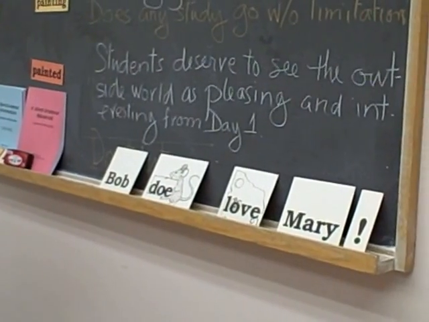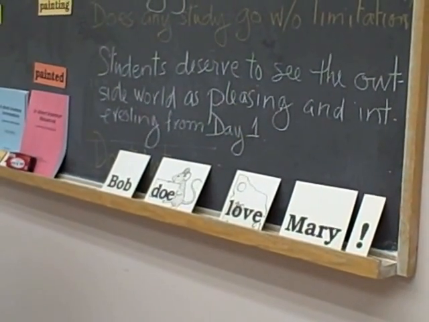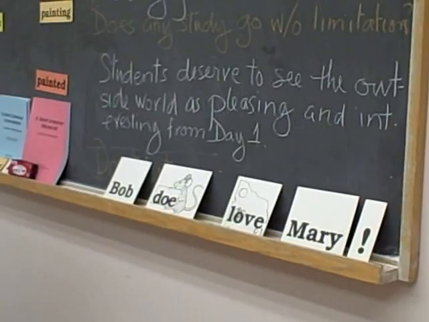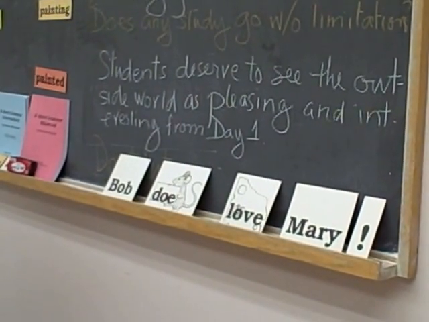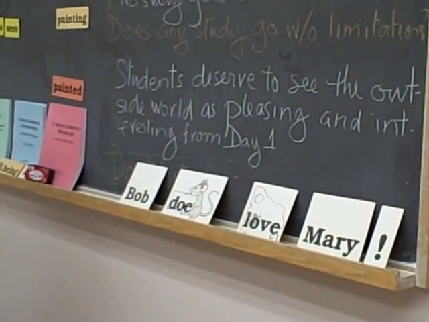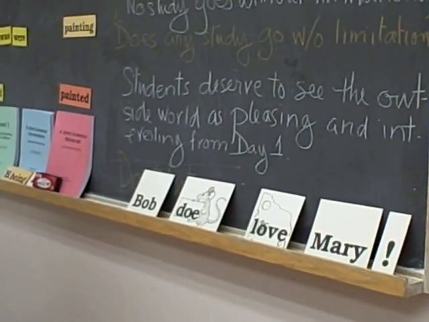So the first one, the yes-no question, Jeannie? Does Bob love Mary? The negative. Bob doesn't love Mary. The emphatic. Bob does love me. And finally, who's the most relaxed person in this class? Who's kind of laid back?